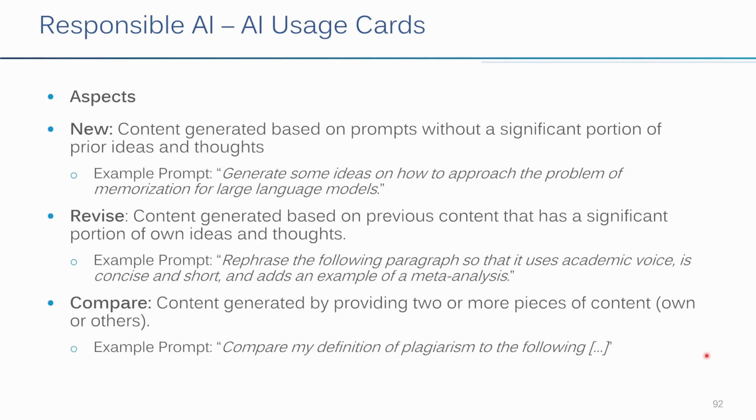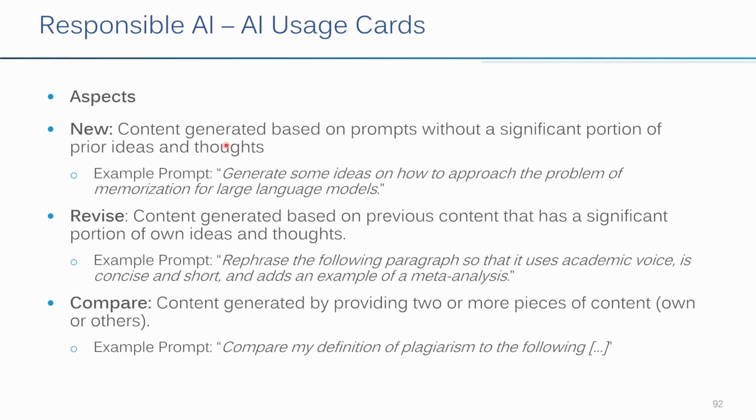In all those steps of the scientific process, we're mainly concerned with three different aspects. First, we are concerned with whether new content was generated based on prompts without a significant portion of prior ideas. For example, generate some ideas on how to approach the problem of memorization in large language models. So we provide an instruction expecting the model to return a set of information that answers that instruction.